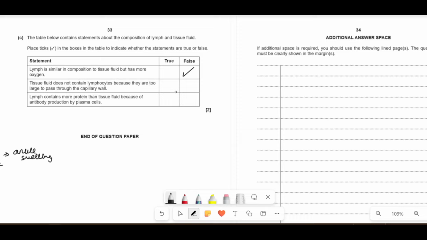Tissue fluid does not contain lymphocytes because they're too large to pass through the capillary walls. That's not entirely impossible, because when you have inflammation, the capillary walls can get wider and more leaky. So they can enter tissue fluid in inflammation, for example, if there's an infection. Next, it says lymph contains more protein than tissue fluid because of antibody production by plasma cells. Well, yes, that's because your plasma cells are found in the lymphatic system as well, so they're making lots of things like antibodies. So they're lymphocytes, lymph cells.